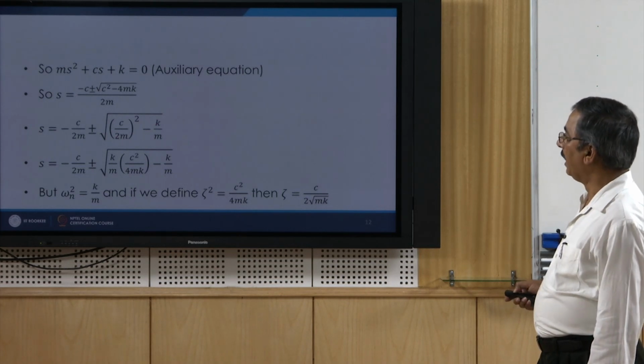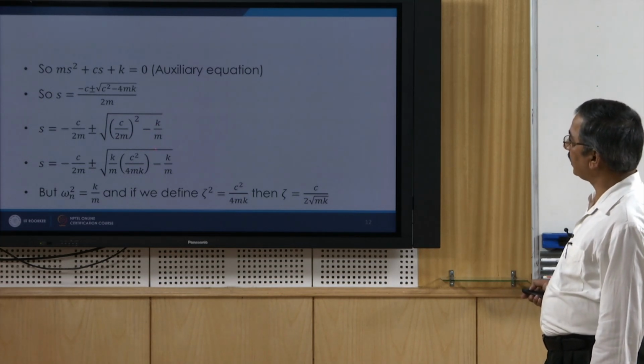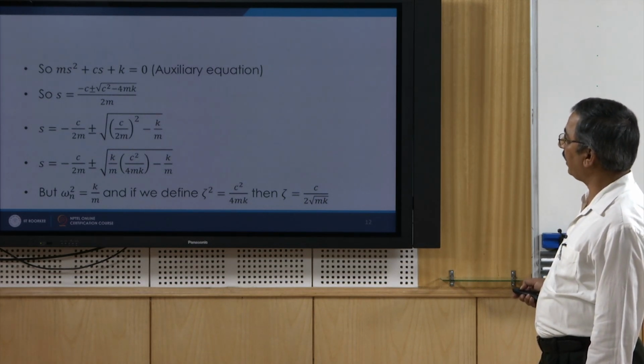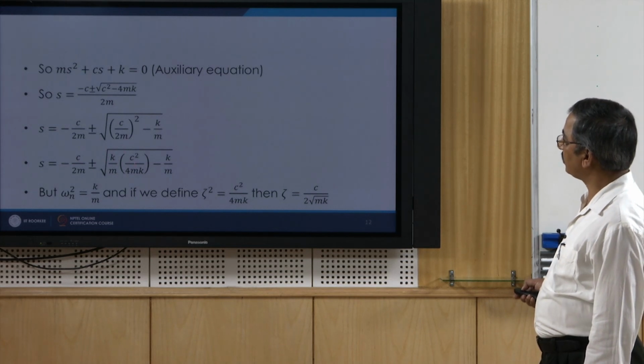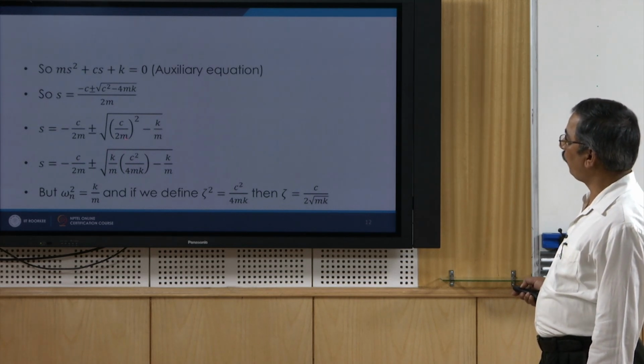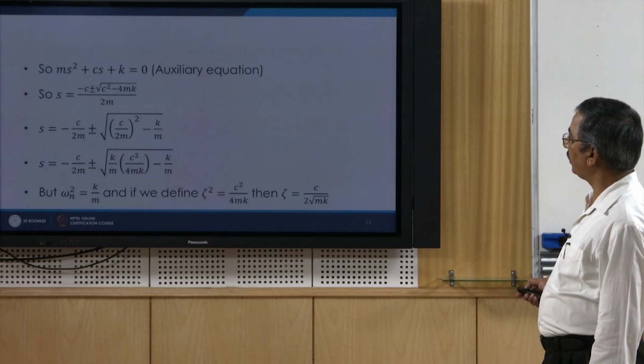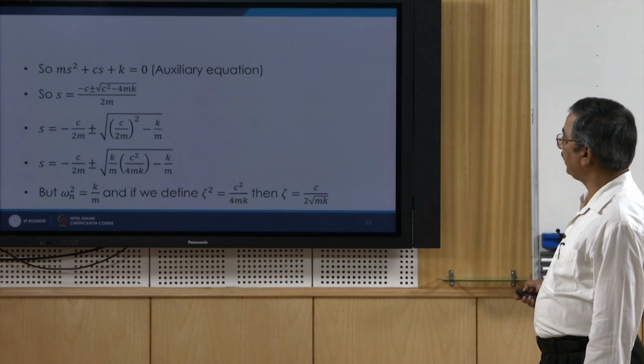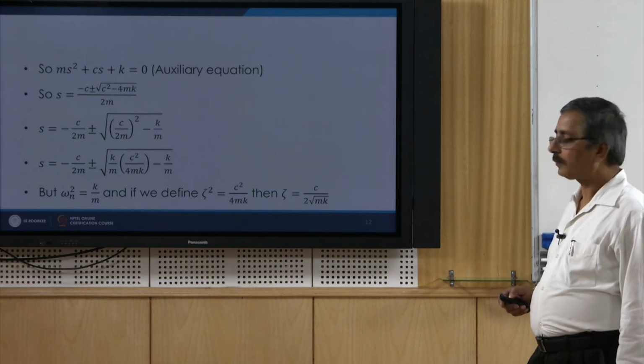So, I can write it like this: minus c by 2 m plus minus under root this whole square minus k by m. And now, here what I do basically, I write this first term in terms of k by m. So, this is my c square as it is, this is my 4 m square. So, m I am distributing, so 4 m and m here, and I am multiplying by k and dividing by k, so that this value does not change. So, this is how I have written it, minus k by m is this one.